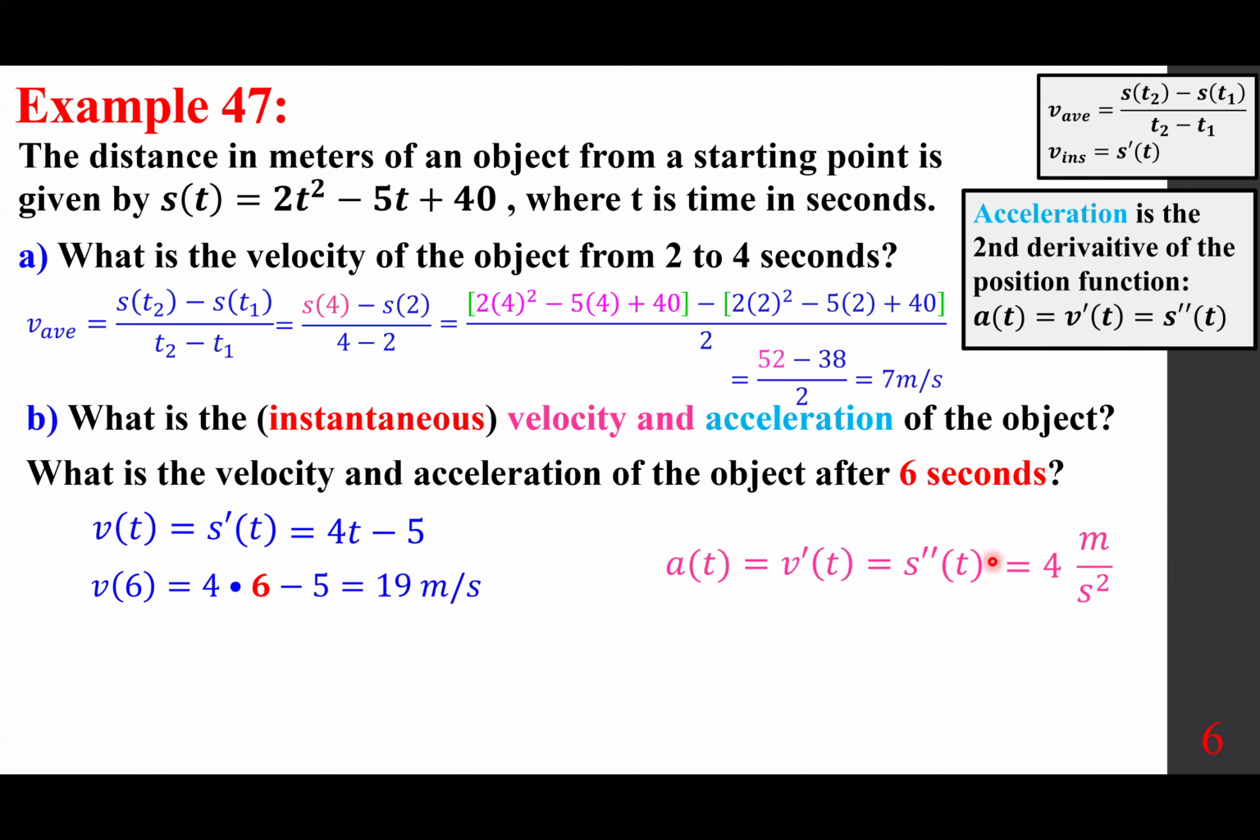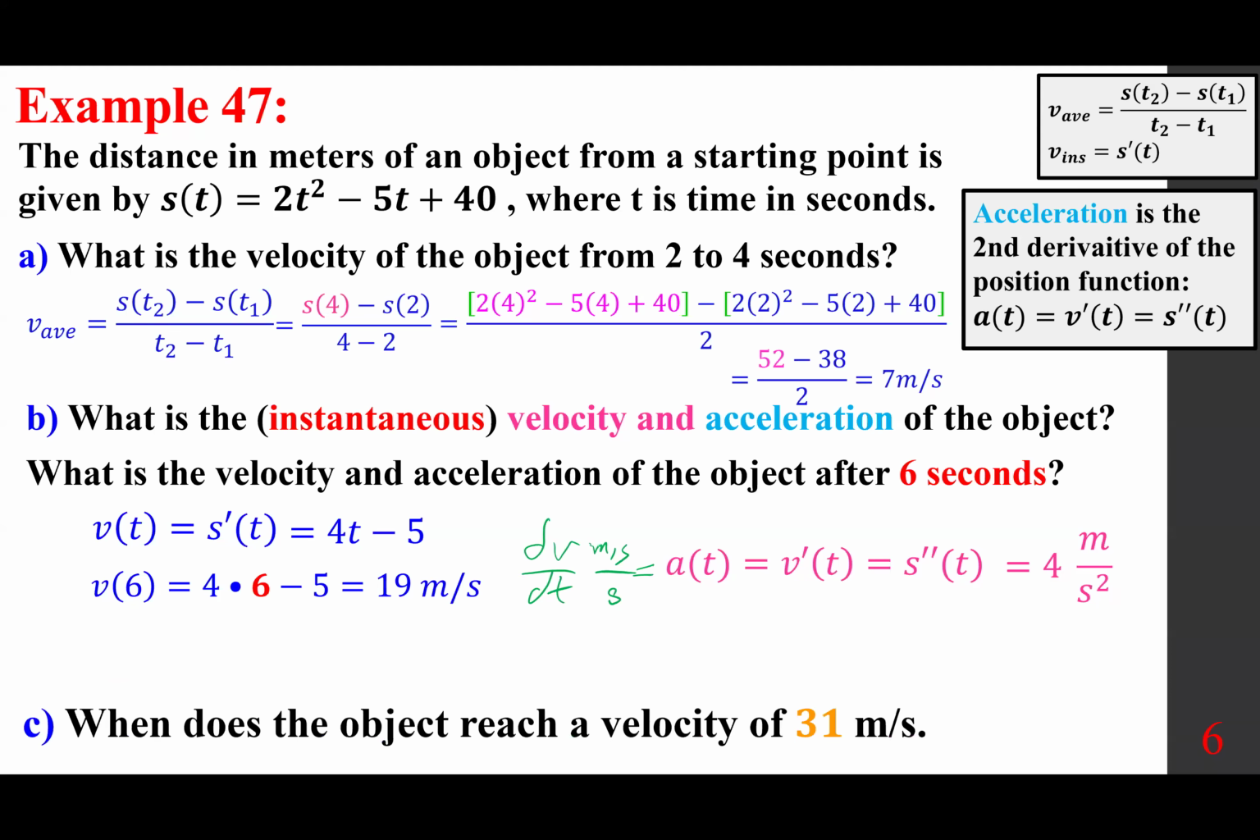Whatever the time might be, after 2 seconds, 5 seconds, 10 seconds, this is independent of t, so it's always 4. And the units are meters per square second. Why is that the case? A of t means dv dt, and this has units of meters per second. This has units of seconds, therefore meters per square second.